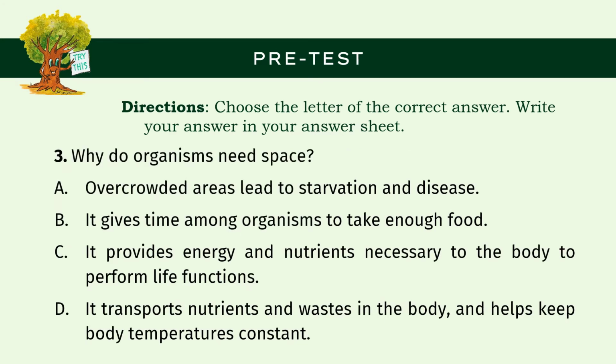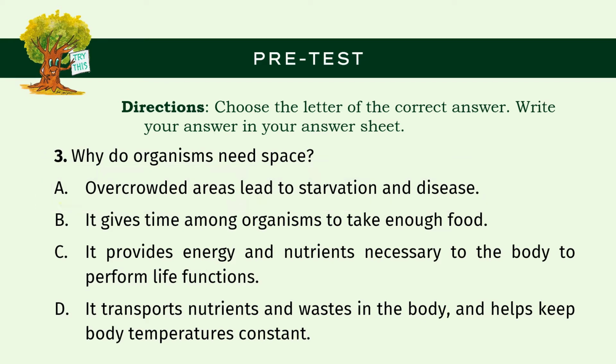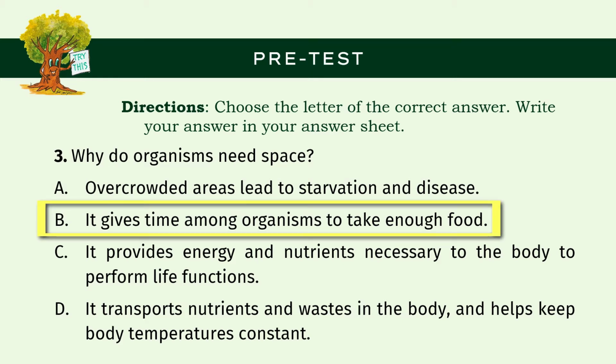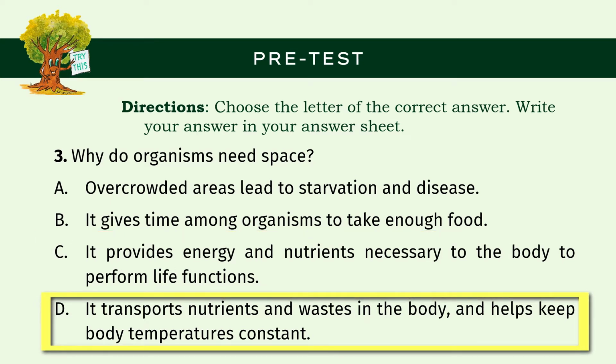Number 3. Why do organisms need space? A. Overcrowded areas lead to starvation and disease. Letter B. It gives time among organisms to take enough food. Letter C. It provides energy and nutrients necessary to the body to perform life functions. Letter D. It transports nutrients and waste in the body and helps keep body temperatures constant.